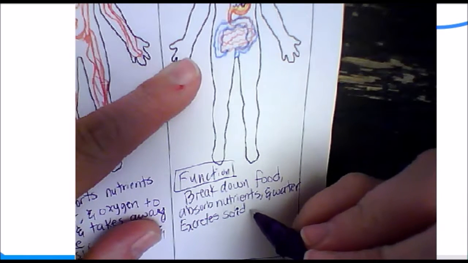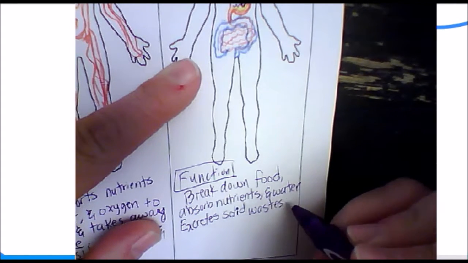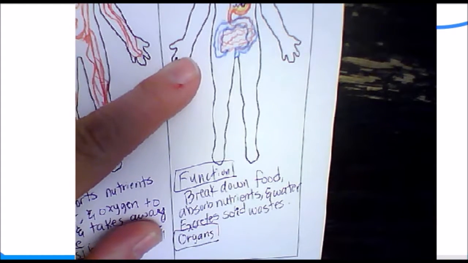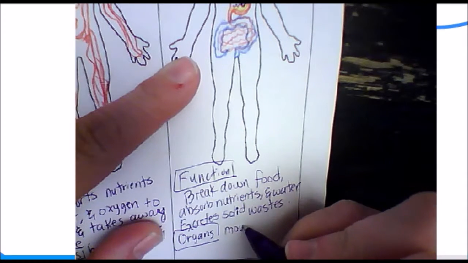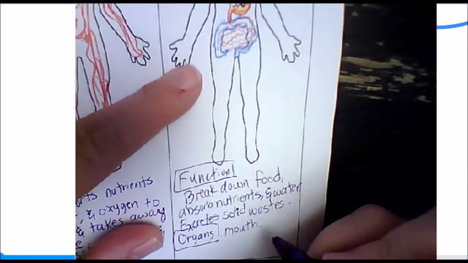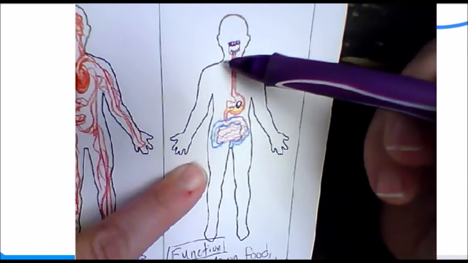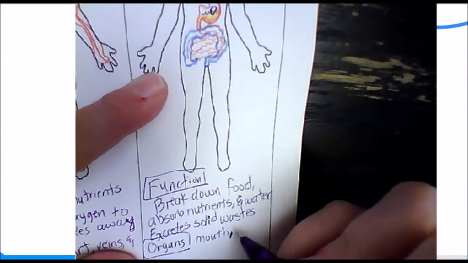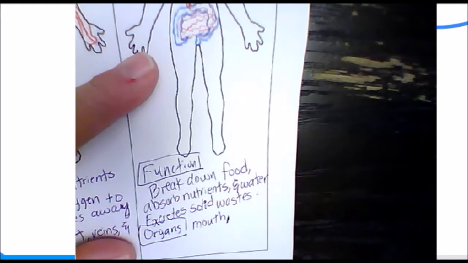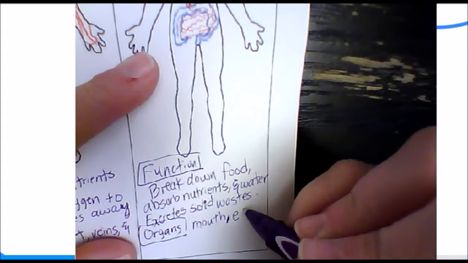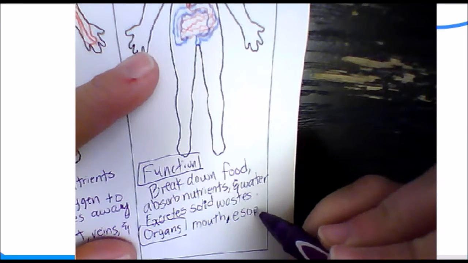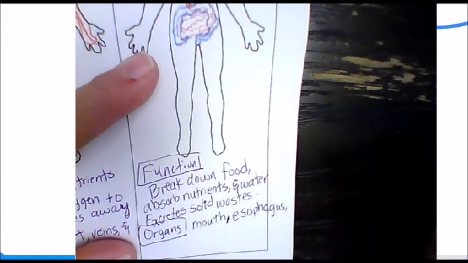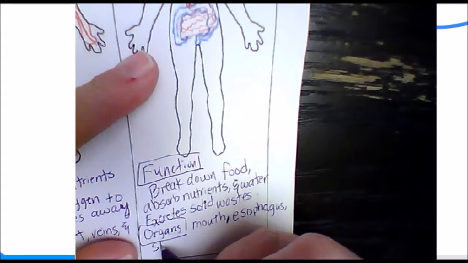All right, so our organs. Our organs that we want to know here, again, mouth is not technically an organ, but we're going to say that in general. So our mouth, our esophagus, that pipe up here that brings the food down to the stomach automatically with its smooth muscles. So we're going to call that the esophagus. Let's go ahead and spell that. E-S-O, I'm going to run out of room, P-H-A-G-U-S. Esophagus. Our stomach.